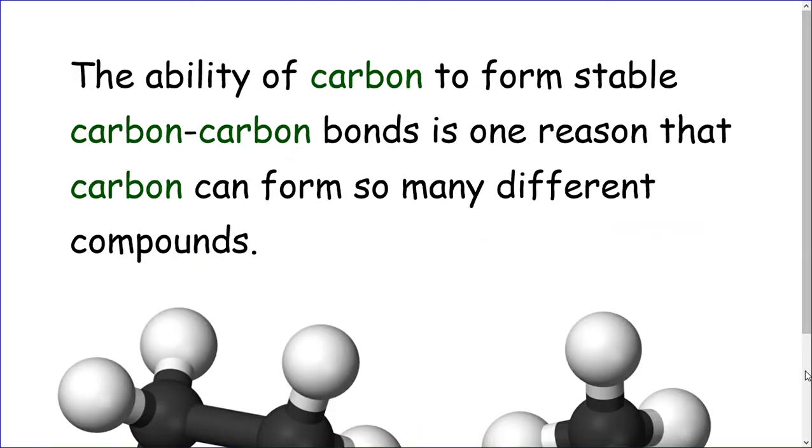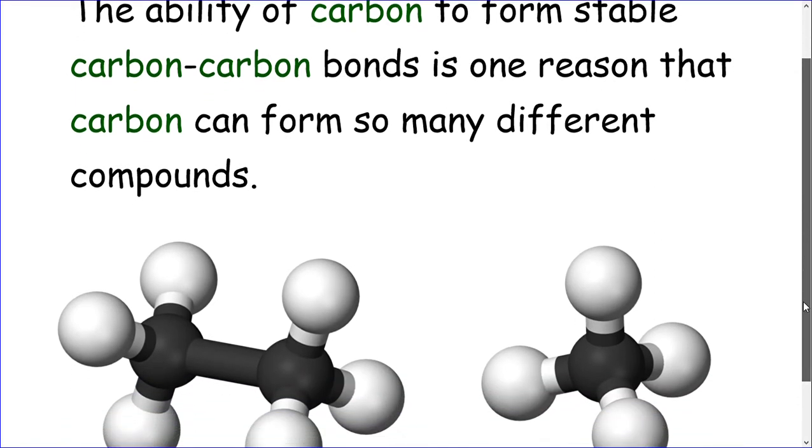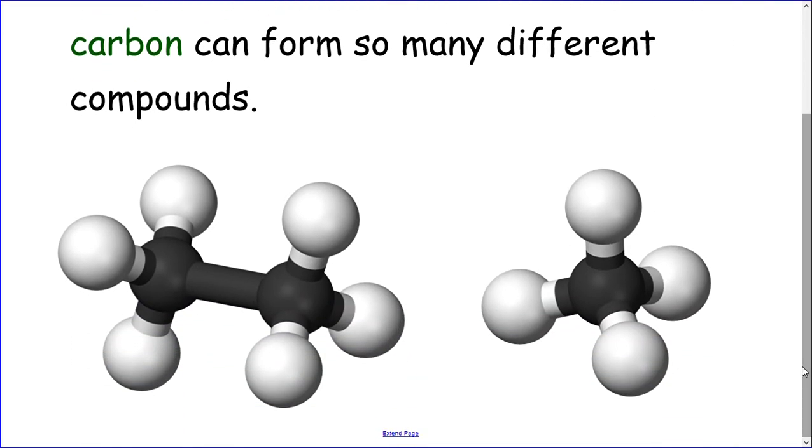The ability of carbon to form these stable carbon-carbon bonds is one reason that carbon can form so many different types of compounds. As we start to see these 3D ball and stick models, carbon can form a bond with another carbon atom, as well as hydrogens. It's quite versatile in that sense, because it has these 4 valence electrons.